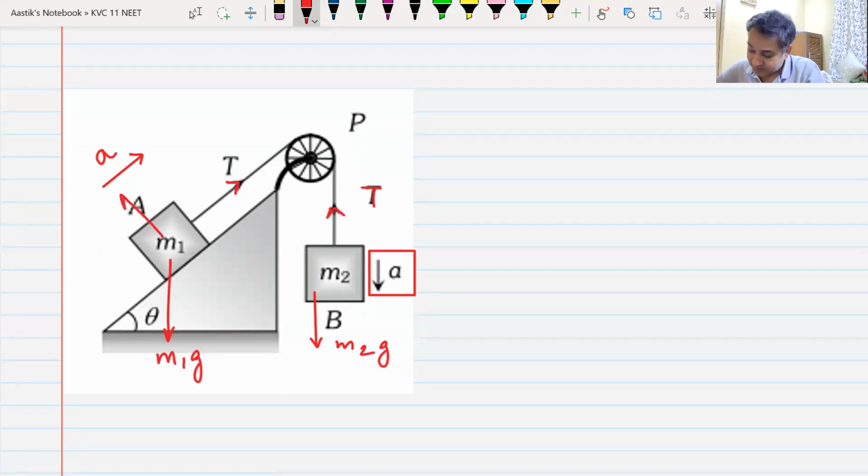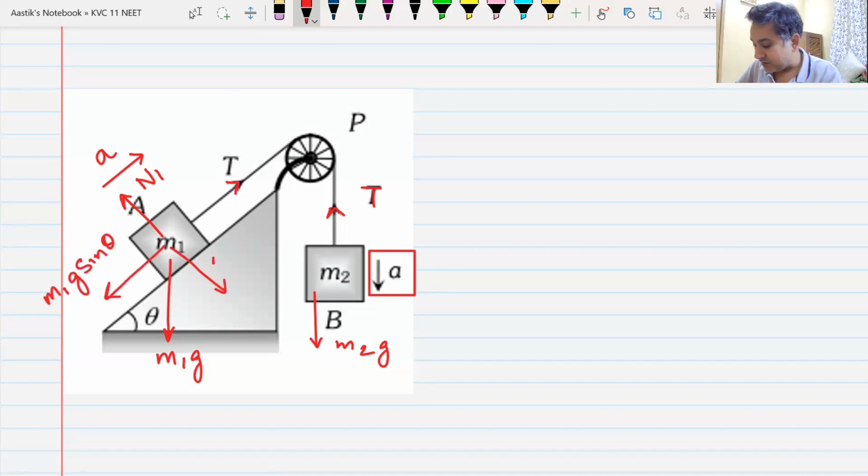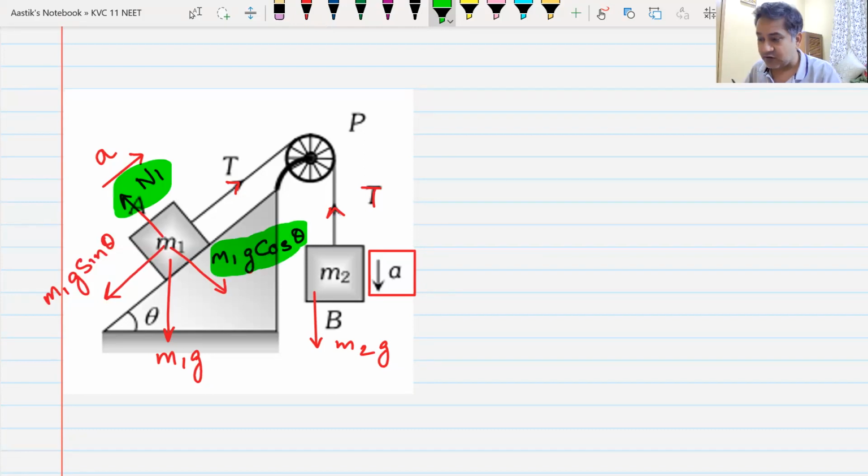Then there is a normal reaction coming from here. This is N1. And I told you whenever the block is kept on an incline, we'll have to resolve the weight. And you will have one component of weight. This will be m1g sin theta. Do you remember this? And this one would be m1g cos theta. Everyone remembers this, yes or no? Now, you can look at the block. You can look at this normal reaction. This normal reaction would be equal to m1g cos theta. We have done questions like this before, yes or no?